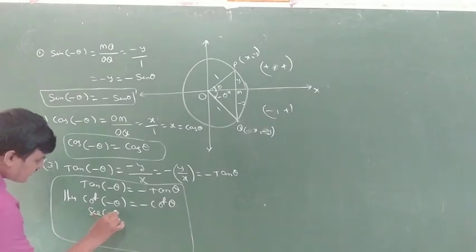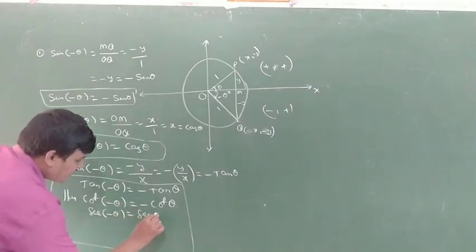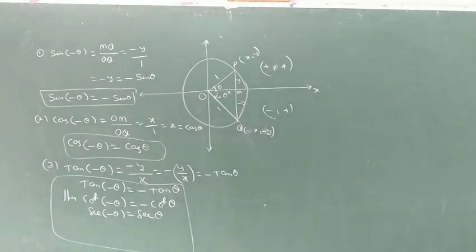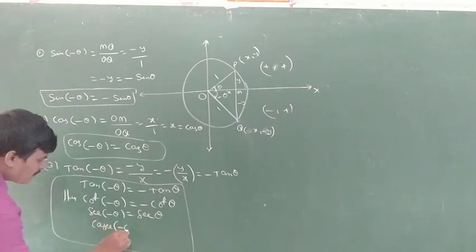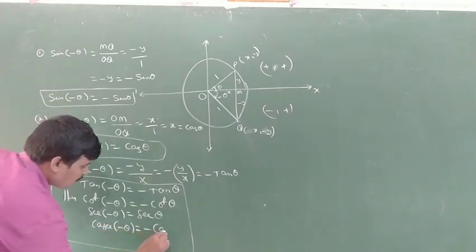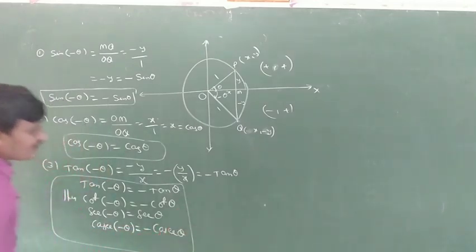Secant of minus theta is equal to secant theta, because cos of minus theta is equal to cos theta, that's why secant of minus theta is secant theta. Cosecant is hypotenuse by opposite side, x by minus y, negative. So cosecant of minus theta is equal to minus cosecant theta. This is a very important result.